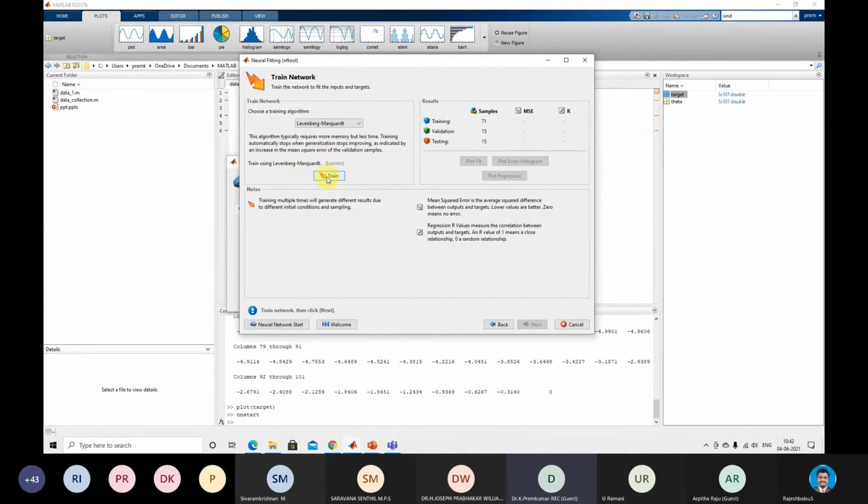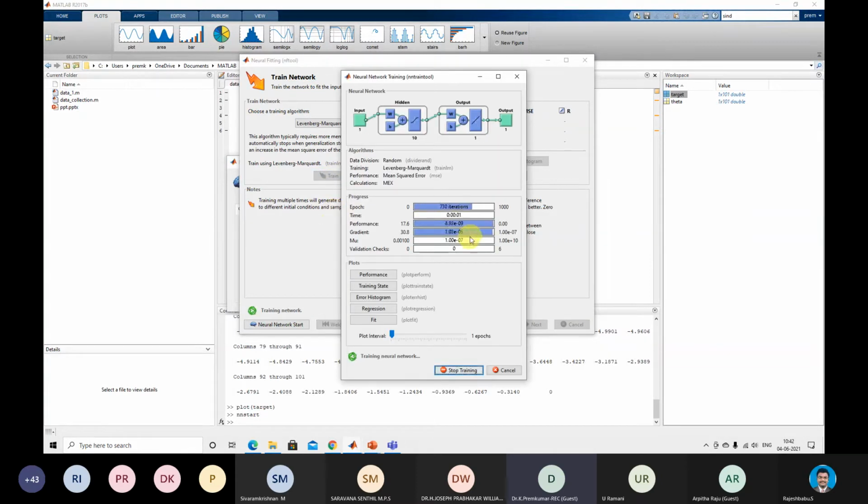This button is used to train the neural network for the given input and target, right? So click it, and you will get the training process right here. The total number of iterations completed is 1000, right?